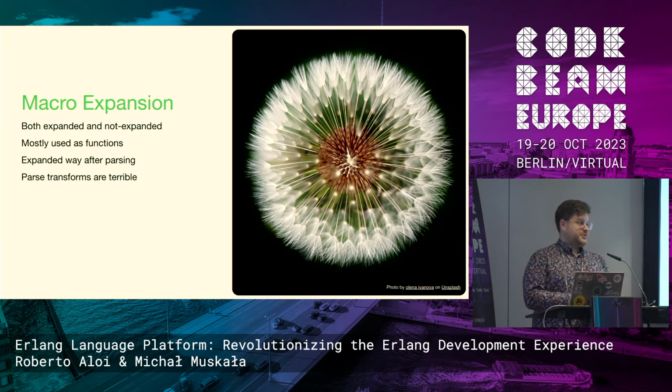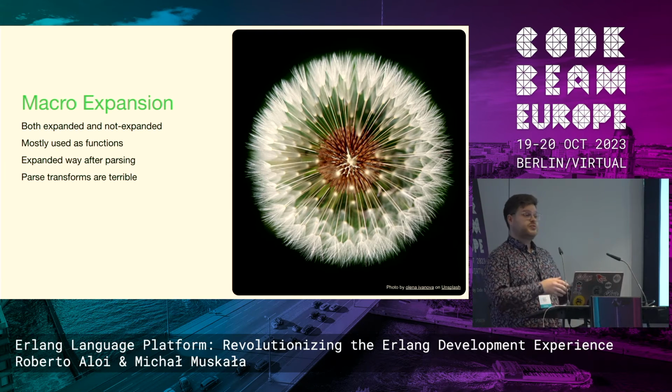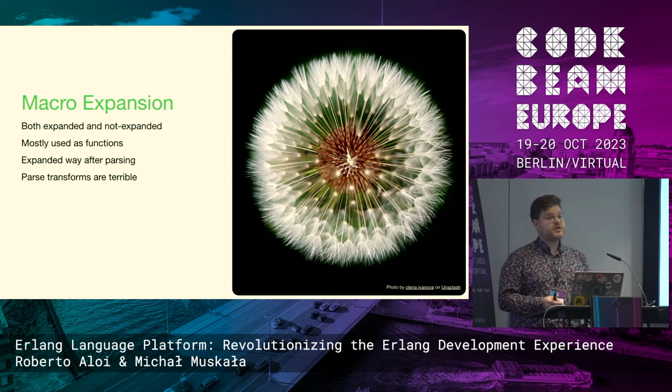So, macros. As Roberto mentioned, to do well what we set out to do, we need both a representation of code with macros expanded and not. For example, if you want to do type checking, you want your macros expanded. Or even for go to definition, you want your macros expanded because you might have a record where the record name is hidden behind a macro. That's surprisingly common.